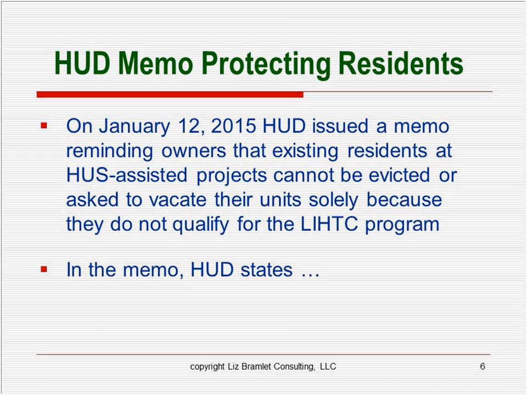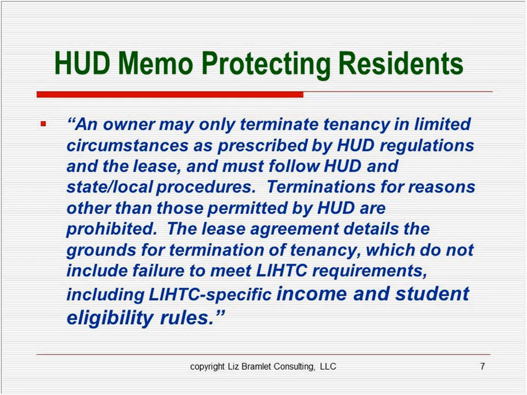In the memo, HUD states the owner may only terminate tenancy in limited circumstances as prescribed by HUD regulations and the lease, and follow HUD and state and local procedures. Terminations for reasons other than those permitted by HUD are prohibited. The lease agreement details the grounds for termination of tenancy, which do not include failure to meet credit requirements, including tax credit-specific income and student eligibility rules.